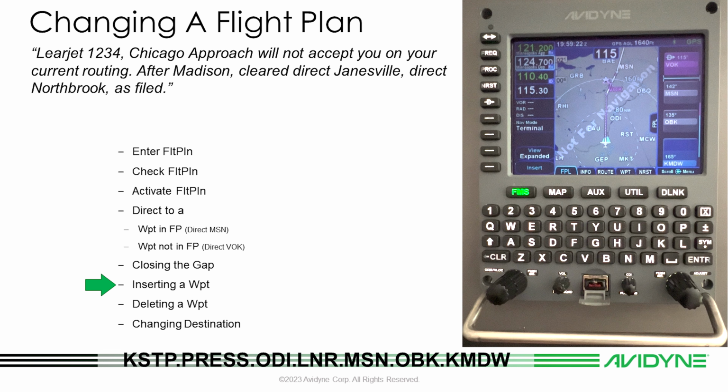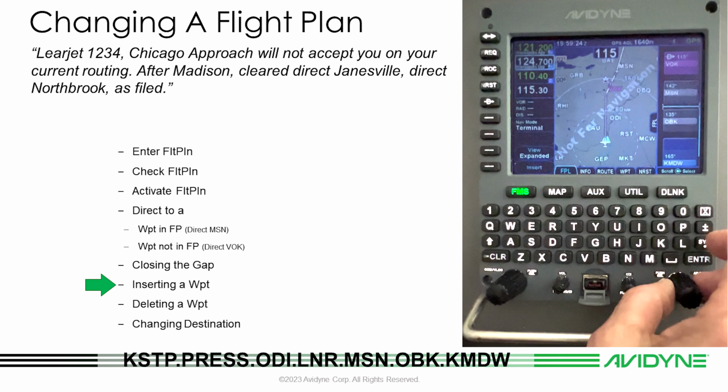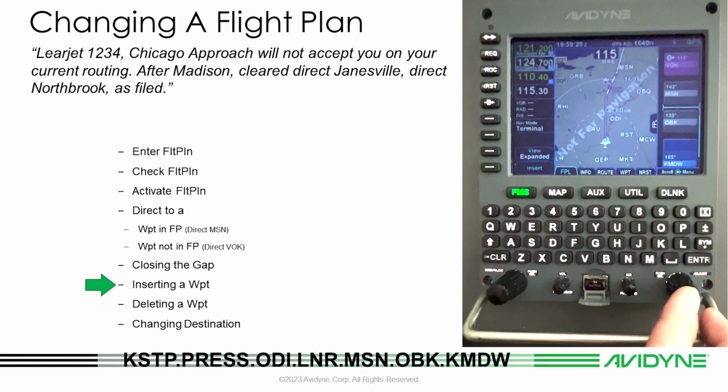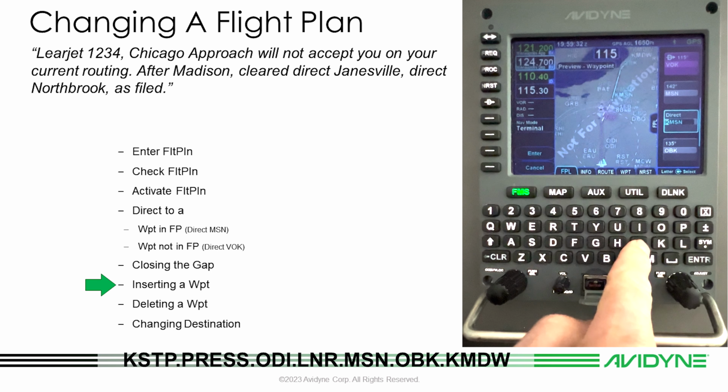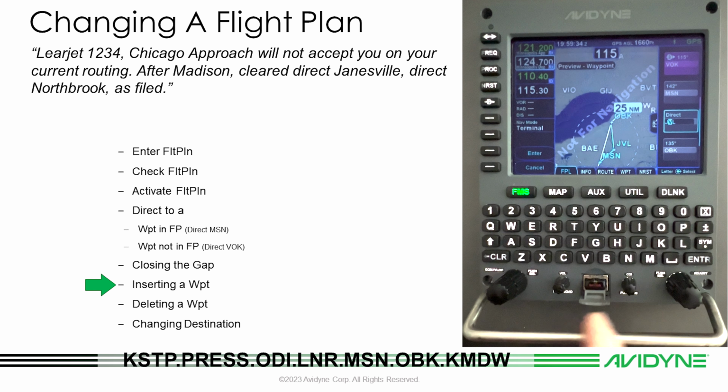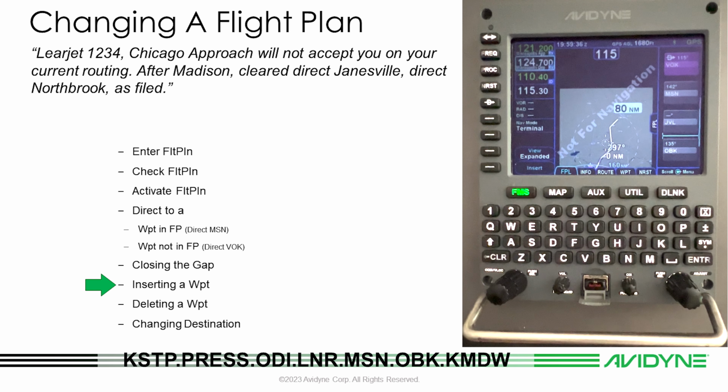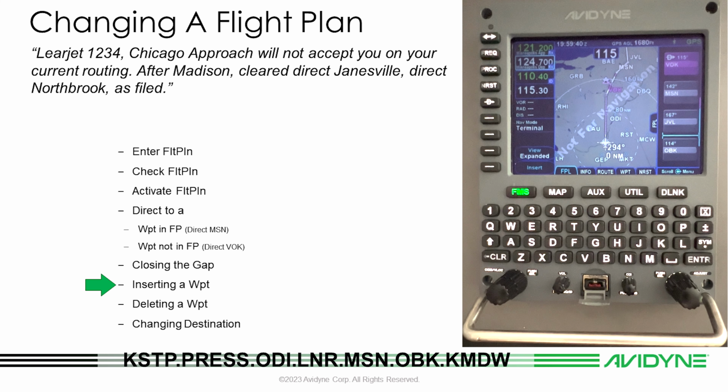To do this, simply move the cursor between the two waypoints, push in on the FMS knob to bring up the FMS menu, press the FMS knob again to select waypoint, then enter J on the keyboard. You'll notice GeoFill has nominated Janesville, JVL, since it's nearby. So simply push the FMS knob again or hit enter, and we are good to go.